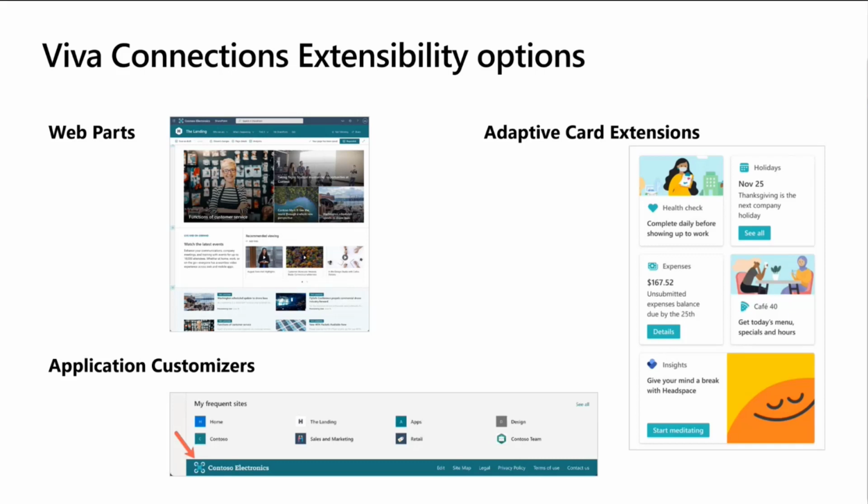Now, the web parts and application customizers are similar to what we've had in SharePoint in the past as well. So we're building on an existing extensibility model. If you've done application customizers or web parts in SharePoint Online, you will know how to do them in Viva Connections as well. Good.